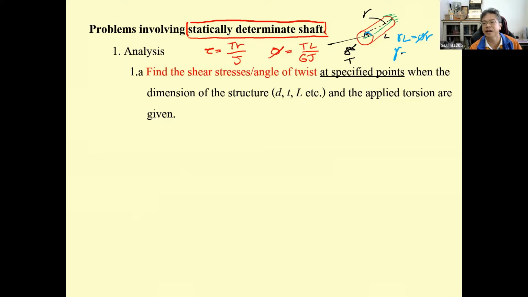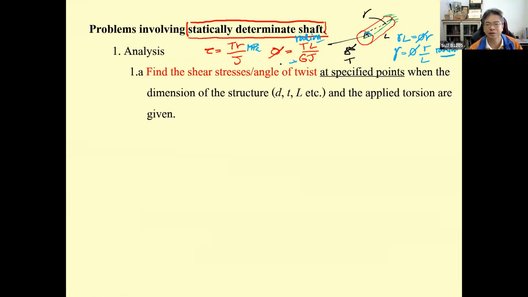So the shear strain can be determined from phi times R divided by L. Since this is in units of radian, this is also in units of radian. This is meter, and this is meter. You can cancel them. So the gamma and the phi are going to have the same unit, and the tau is going to be in megapascal.